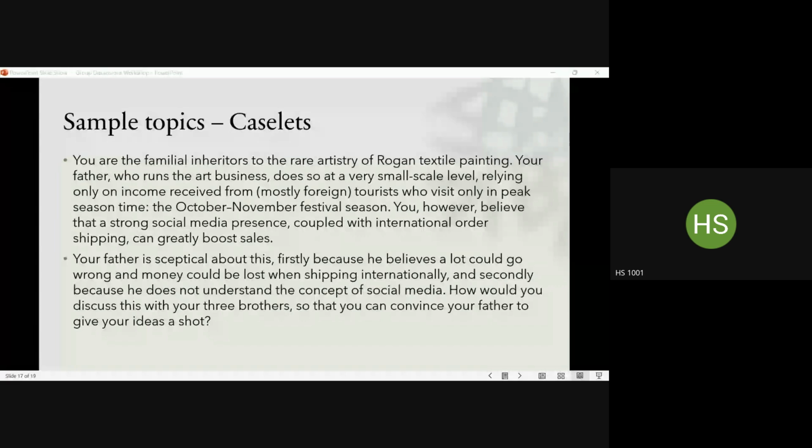You, however, believe that a strong social media presence coupled with international order shipping can greatly boost sales. Your father is skeptical about this. Skeptical is doubtful, not too sure about something. Firstly, because he believes a lot could go wrong and money could be lost when shipping internationally. And secondly, because he does not understand the concept of social media. How would you discuss this with your three brothers so that you can convince your father to give your ideas a shot? This is your question.